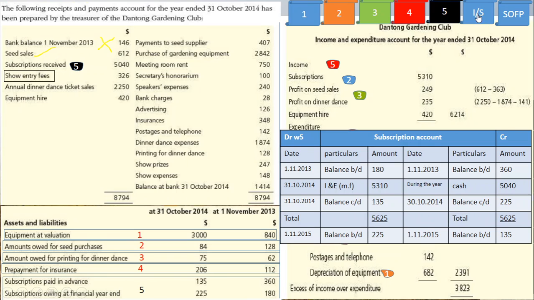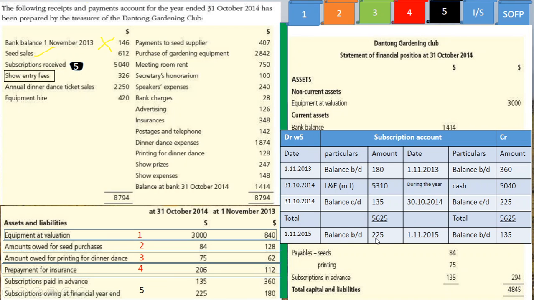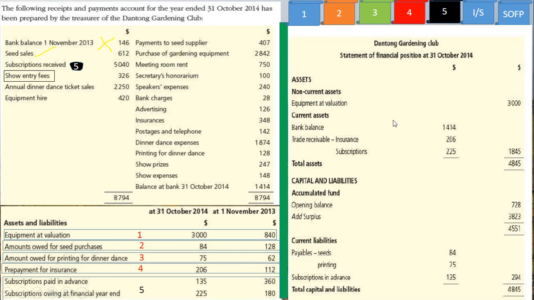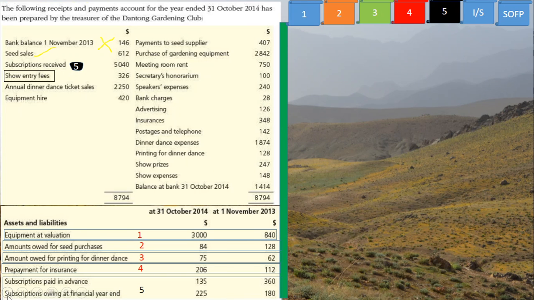Here you can see in the statement of financial position, 225 is your current asset, 135 is your liability. So you can see down here 135 is your current liabilities. If you want to see 225, you can see it at the bank balance down here, subscription 225 current asset here. So that's how it has been done. So it means, again I'm going to mark. So subscription also done.